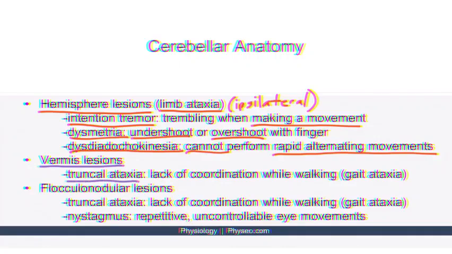Now talking about vermis lesions, so in the center, or the midline of the cerebellum. If you damage this, you'll get truncal ataxia, so that's a lack of coordination while walking. This can be gait ataxia as well. This is a general overview of truncal ataxia. There can be other symptoms, for example, while the patient's sitting, and they have a hard time maintaining posture because of truncal ataxia. But for the most part, you're going to see it with gait. They're going to have trouble walking.